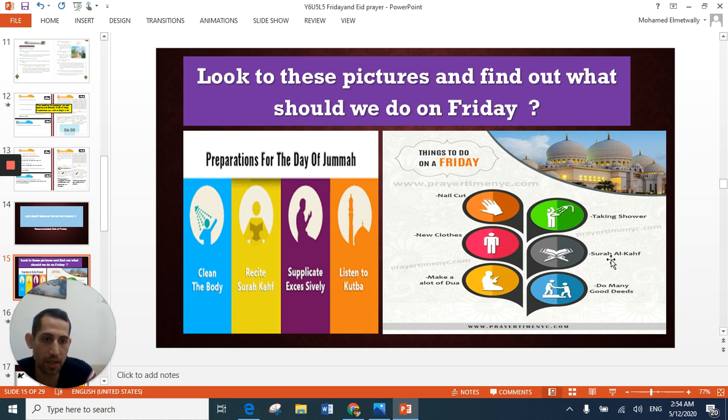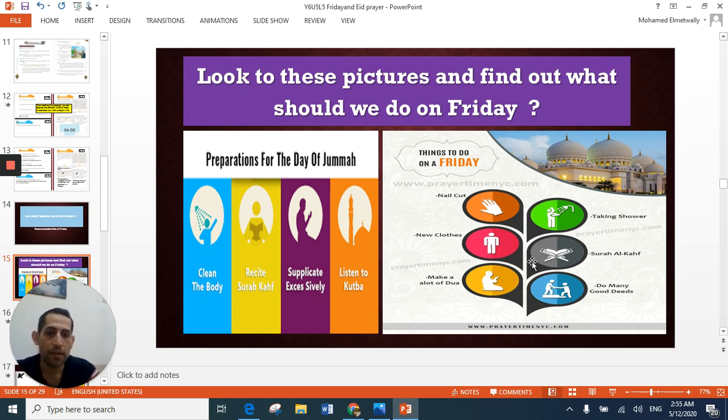And you should recite Surat al-Kahf on this day. You should wear new clothes, and it is better if they are white. The Prophet sallallahu alaihi wasallam taught us this. This is a jilbab or abaya, as we know here in the UAE, and in my country Egypt we know this as galabiya or jilbab, the same.